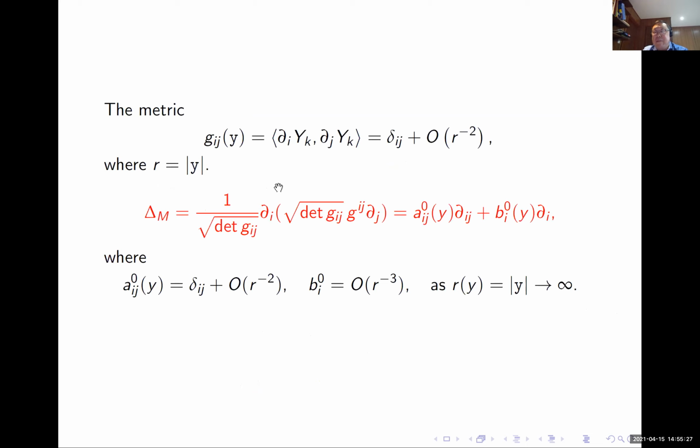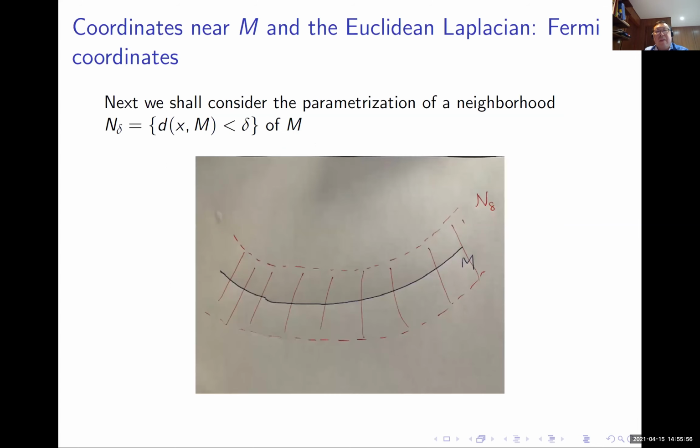You can compute the metric using the graph, and then you can compute the Laplace-Beltrami operator, which is like a_ij D_ij plus b_i D_i. The leading behavior is Euclidean, but the important thing is to know the next order term, because this next order term will be important in all our error estimates.